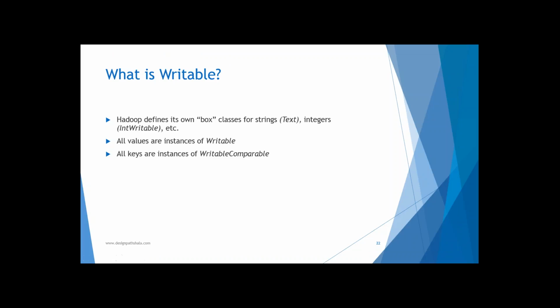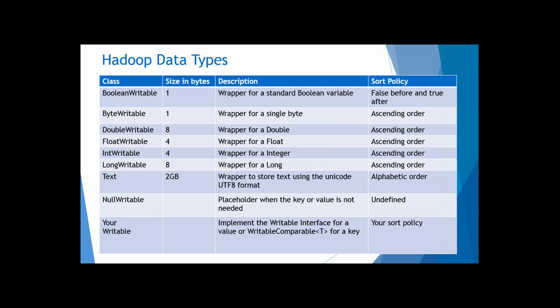There's something called writable and there's something called writable comparable, similar to serializable, and all your keys are writable comparable. These are the different data types available in Hadoop for you in MapReduce. All of them are self-explanatory, other than writable, which is where you can create your custom writables. Any data, if you want to make it writable, you have to implement the interface called writable. For keys, you have to implement an interface called writable comparable, and you can create your own data types also. Other than that, all are self-explanatory.